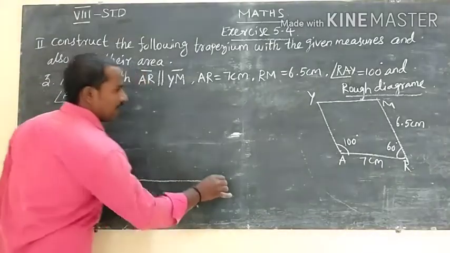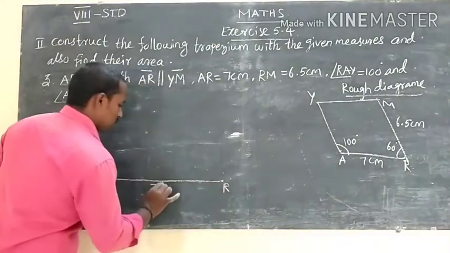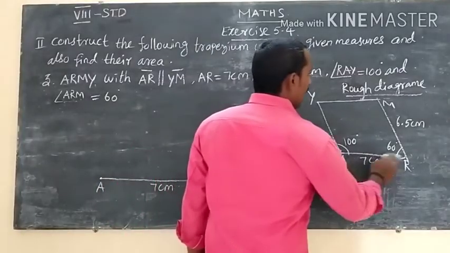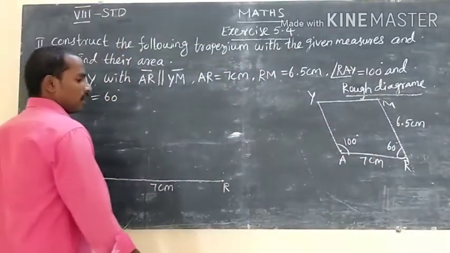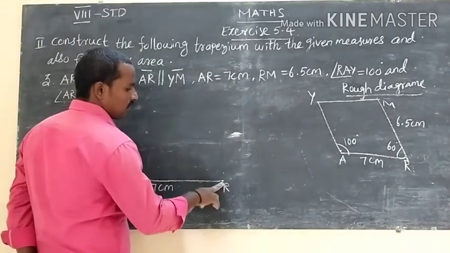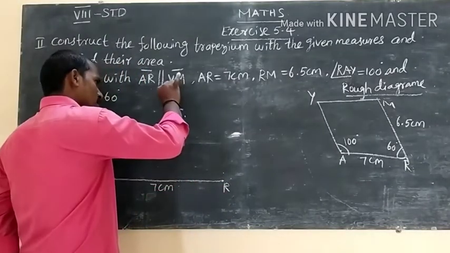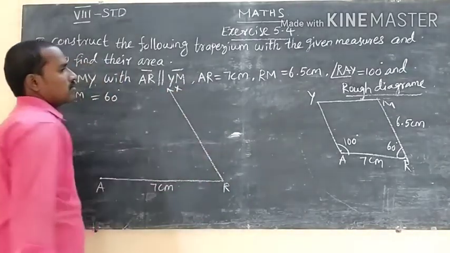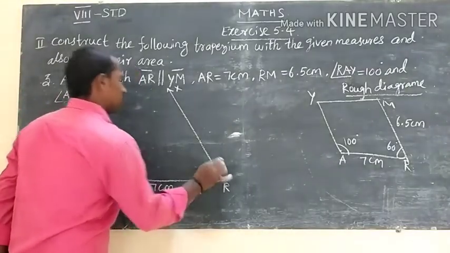Draw the line segment AR equal to 7 cm. Then construct the angle ARM equal to 60 degree. Take your protractor with the center as R. Take a measure of 60 degree. Draw the ray RX. This is the RX line. Angle is 60 degree.